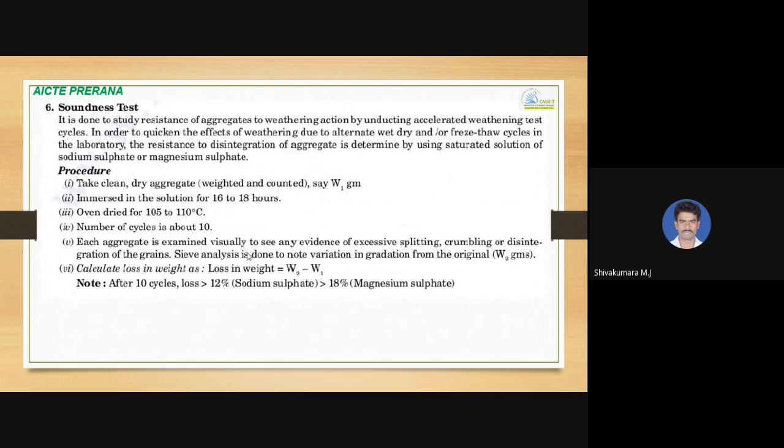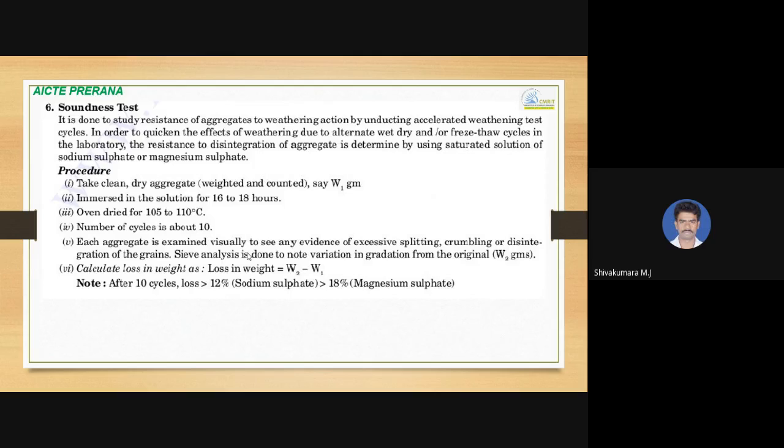Next, it is the soundness test. This test is done to study the resistance of aggregates to weathering action by conducting accelerated weathering test cycles. In order to quicken the effects of weathering due to alternate wet, dry, or freeze-thaw cycles in the laboratory, we can go for it. The resistance to disintegration of aggregates is determined by using saturated solutions of sodium sulfate or magnesium sulfate.